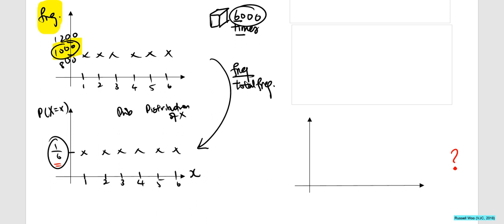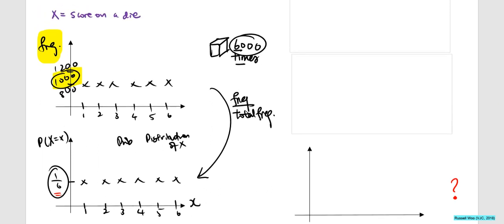Long-term average value: if I don't do it 600 times, I do it 6 million times, eventually I will get 1 million, 1 million, 1 million, 1 million, 1 million, 1 million each. Therefore, out of 6 million, I get 1 over 6. This is what frequency tends to. I think all of us can get this idea.